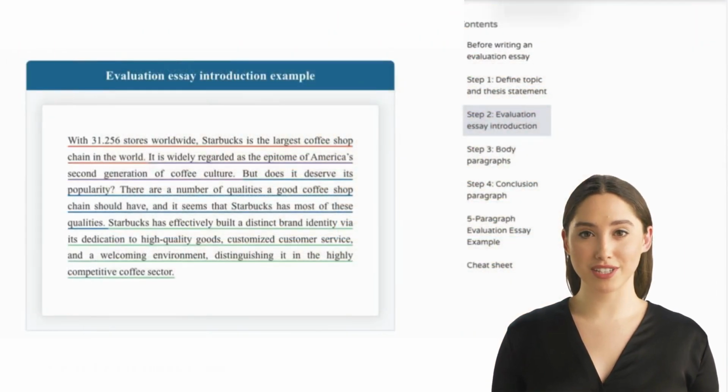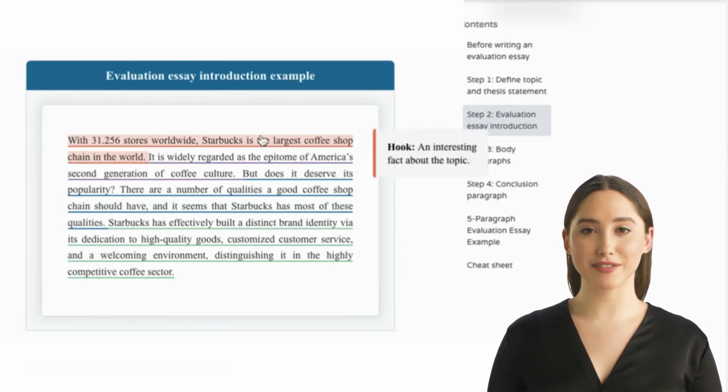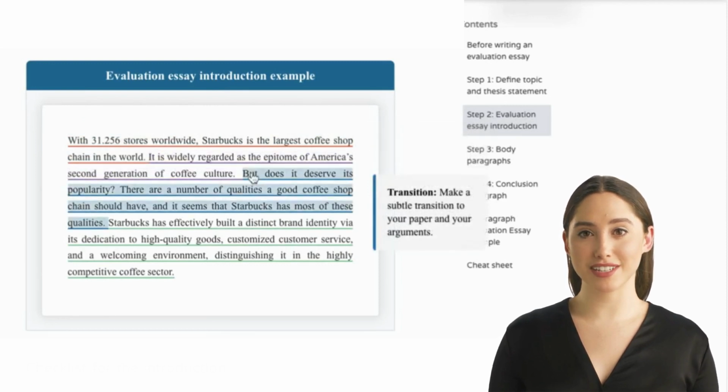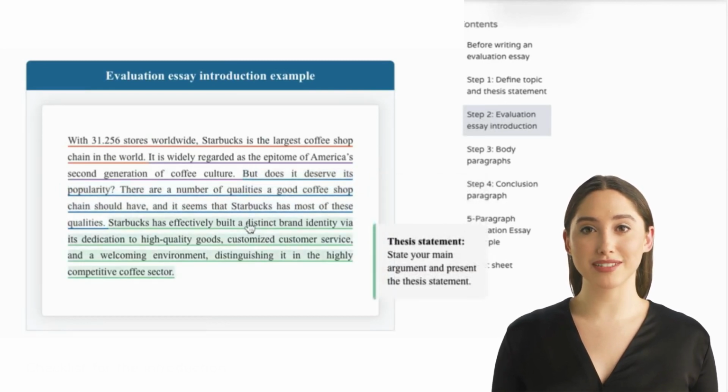Let's see a brief introduction example in our Starbucks evaluation essay. You see how the writer provided statistics in the first sentence to draw attention. Then we see some background information about the subject. Following this sentence, we see the subtle transition from the subject to our paper. And finally, we have the thesis statement, where the main purpose of the essay is clearly defined.